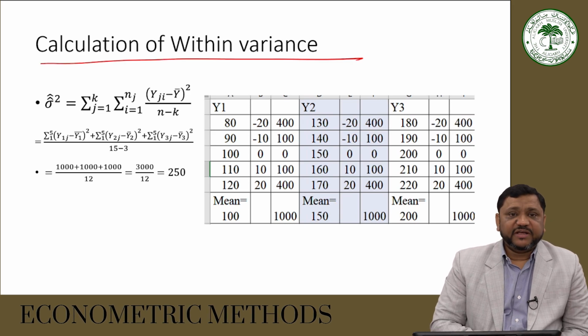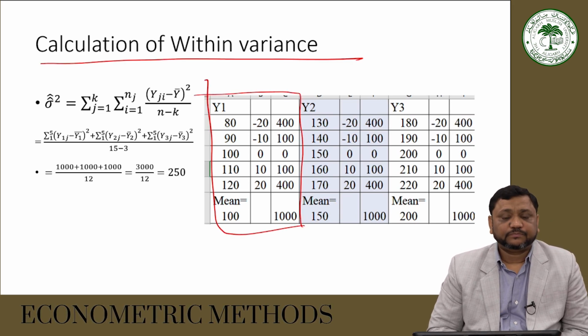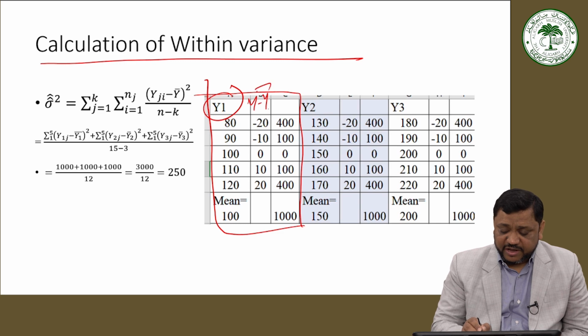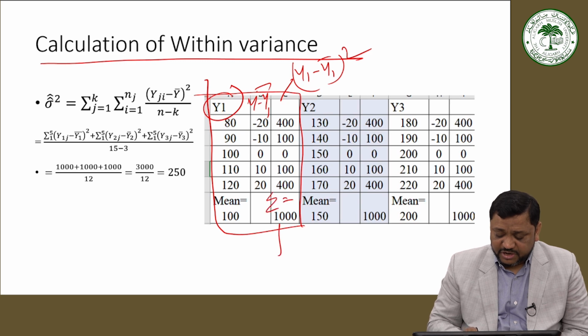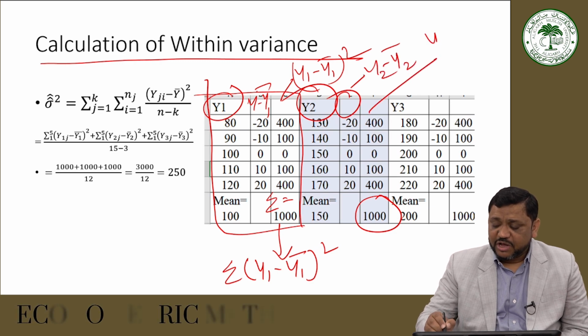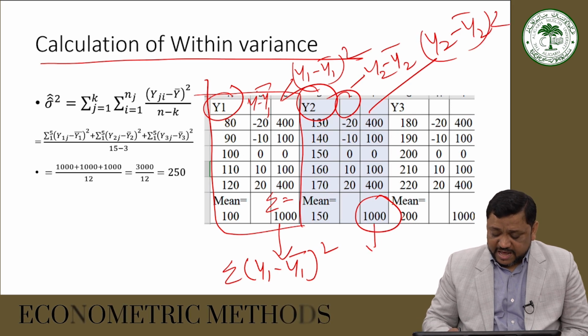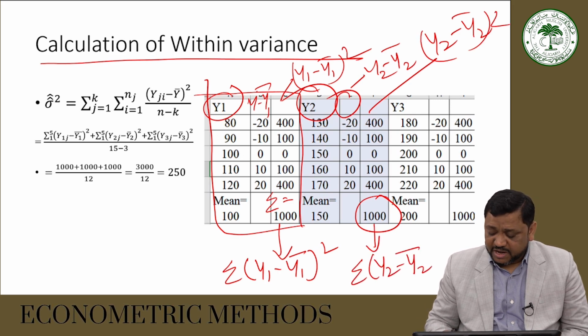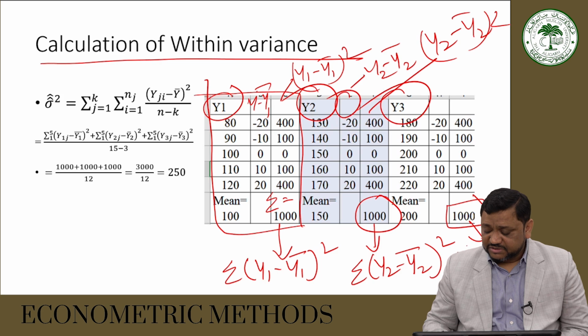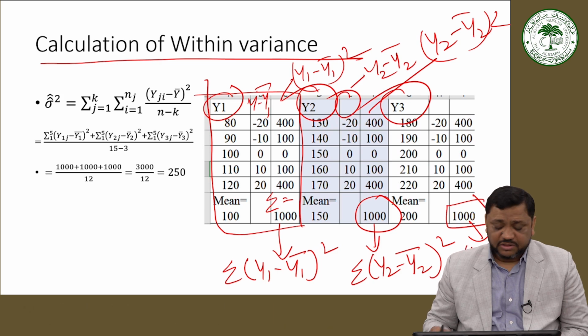Now, for the calculation of within variance, we take individual rows. We take y1, then we do y1 minus y1 bar, the whole square of it, then we do the summation of it. So this term is summation of y1 minus y1 bar whole square. Same thing we do over here for y2: y2 minus y2 bar, the whole square of it, and summation of y2 minus y2 bar whole square. Similarly for y3, the last term we got over here is summation of y3 minus y3 bar, the whole square of it.